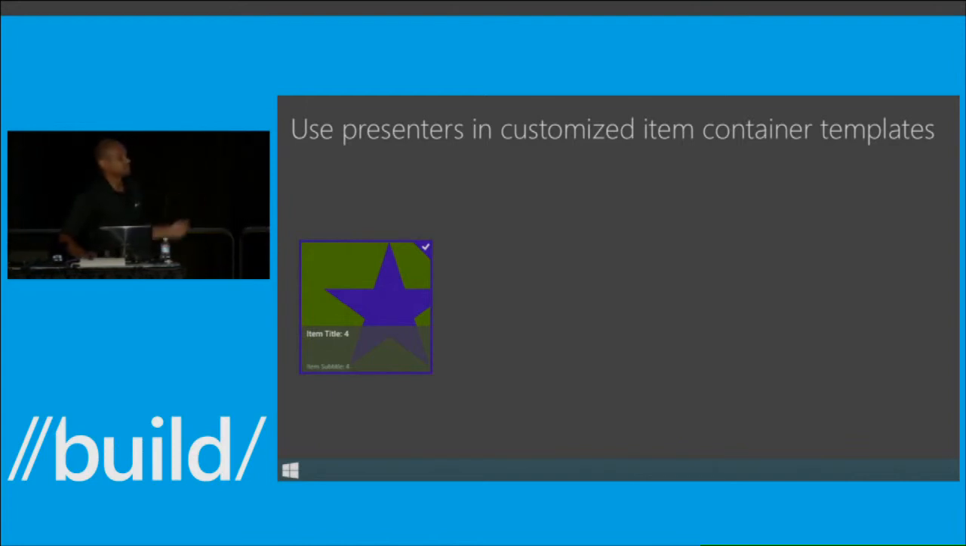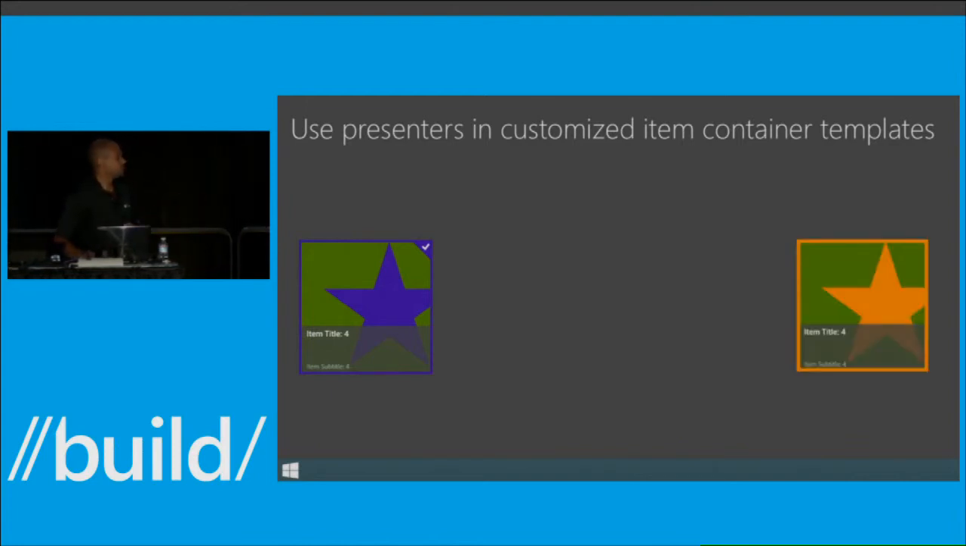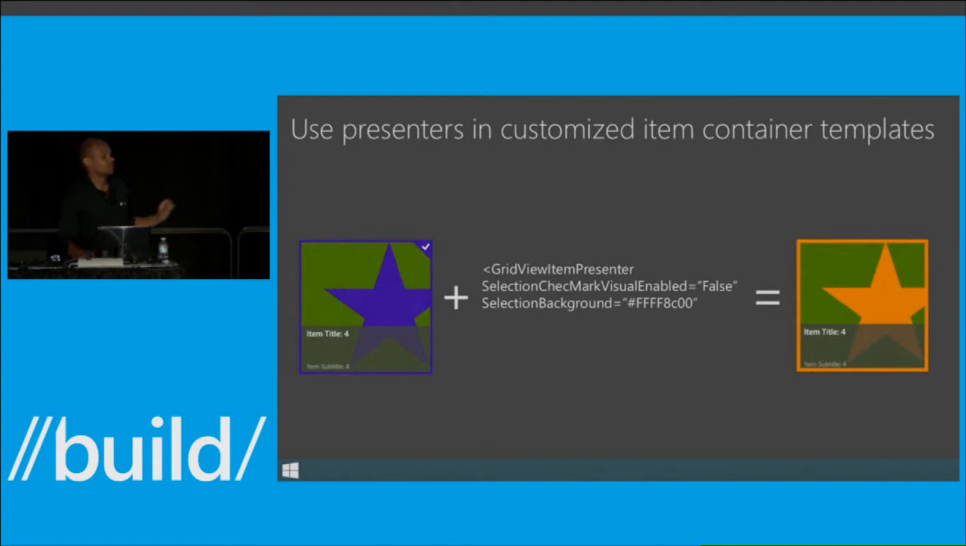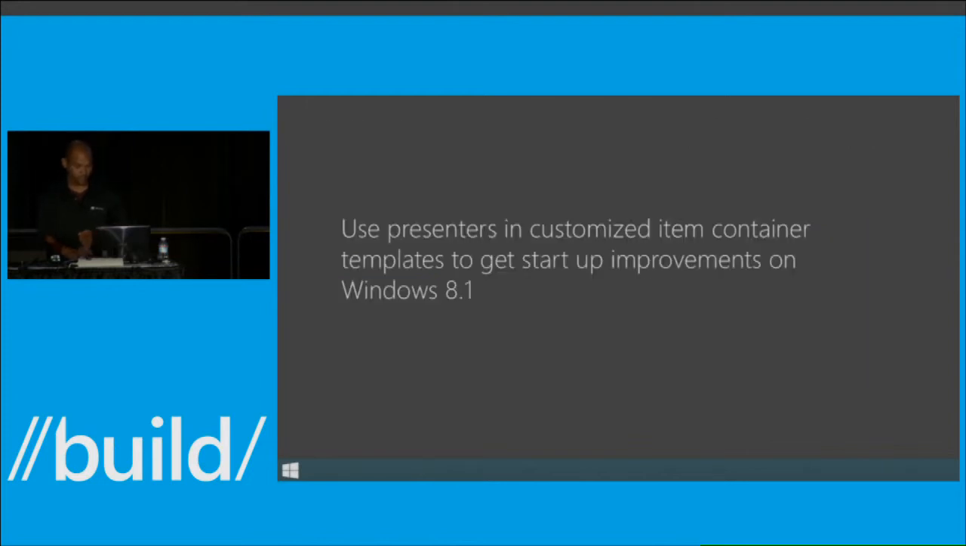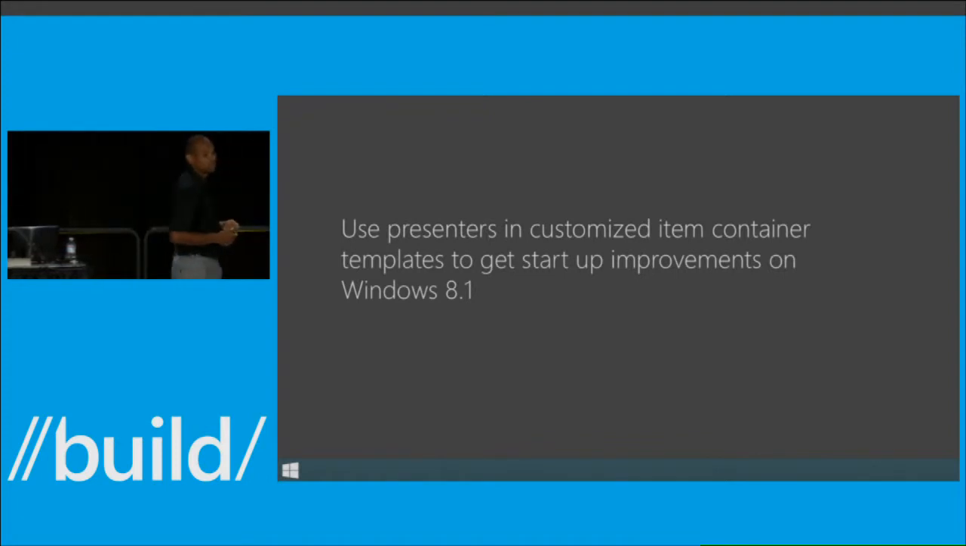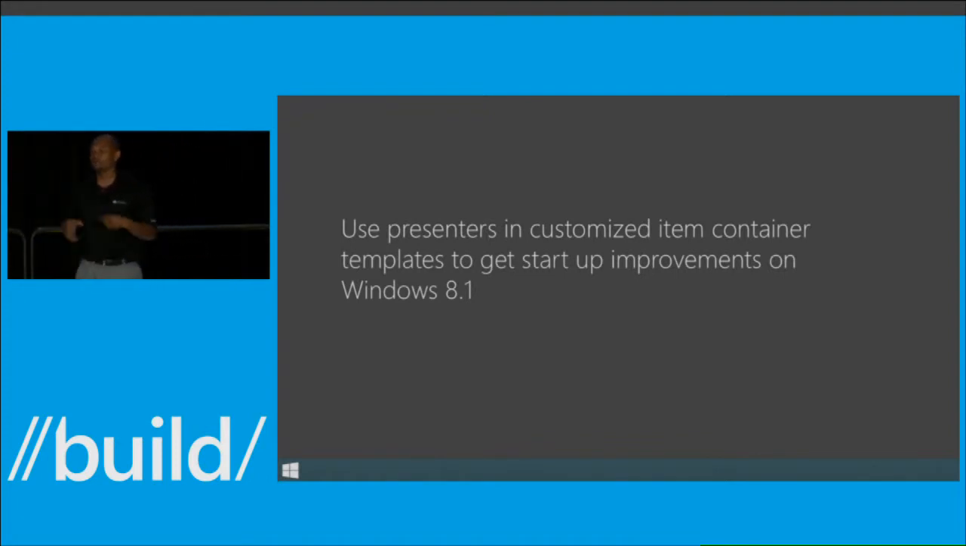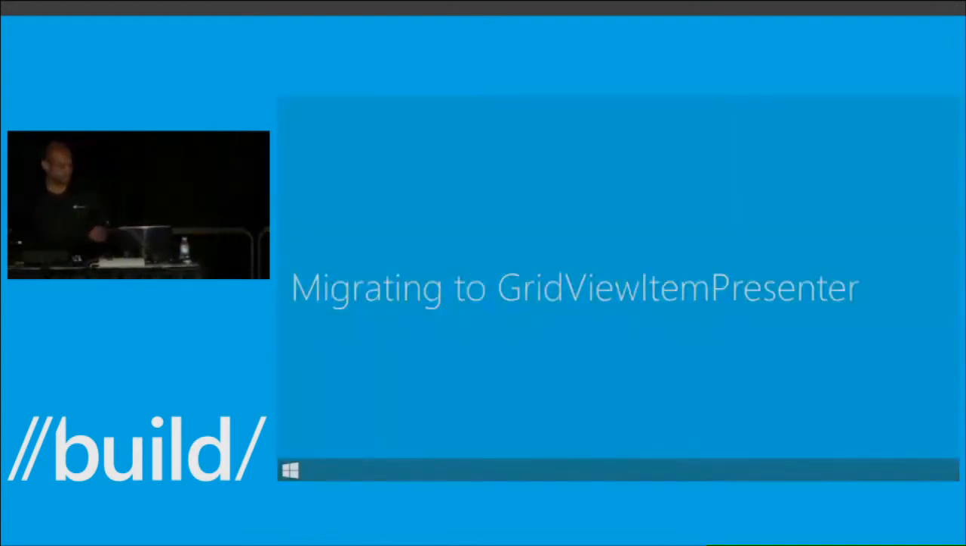So maybe you want to go from this example, which is the default checked look, to an orange background and get rid of the check mark. We've added a set of properties on both GridView item and list view item presenter that lets you easily maintain the new template in 8.1, which uses these presenters, but just change a few properties on them to change how the framework internally draws all of your selection visuals. So if you want customized states, try to use the properties on GridView item and list view item presenter to do this, and then you'll automatically get the startup wins that we've given you in 8.1. So let's look at a quick example of how to do that.